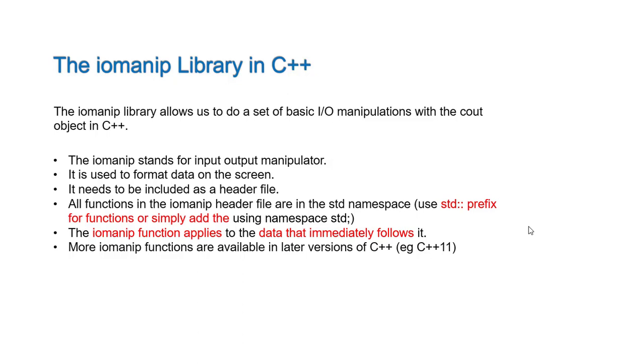The iomanip function applies to the data that immediately follows it. That is, in terms of application, the data that immediately follows it is what the iomanip function will be applied to. More iomanip functions are available in later versions of C++, e.g. C++11. There are some functions that are useful in this version or later versions, but they are not implemented in older versions of C++.